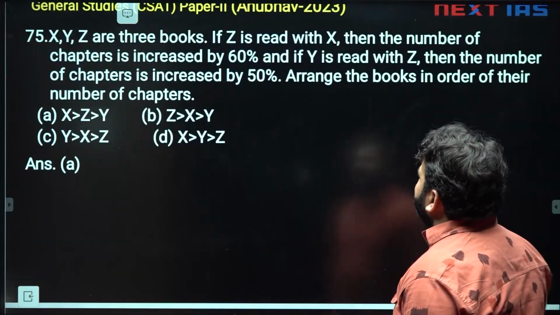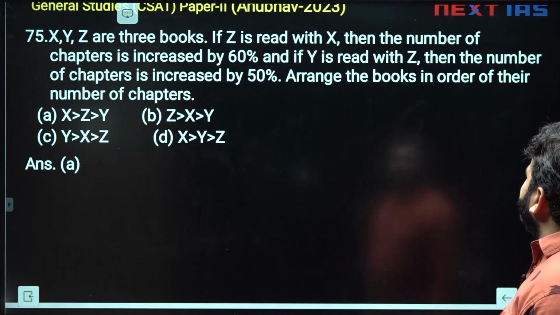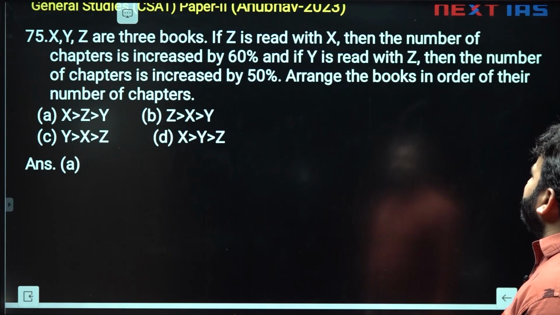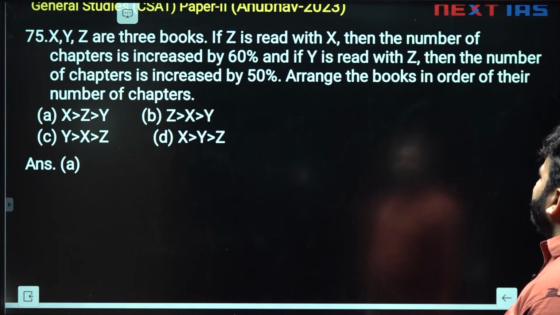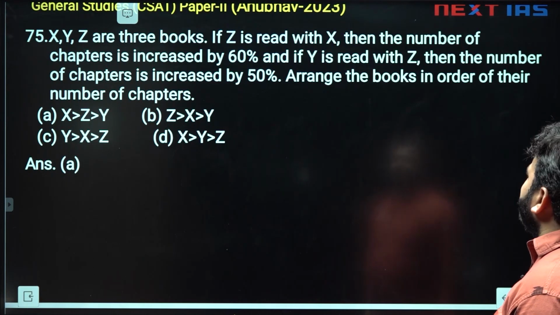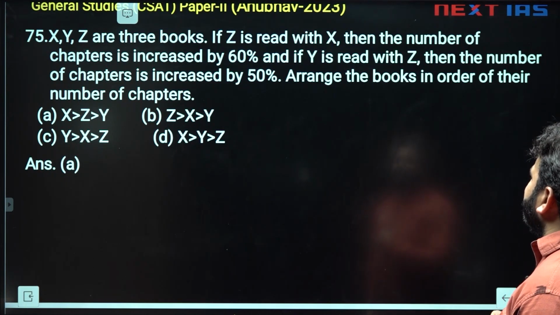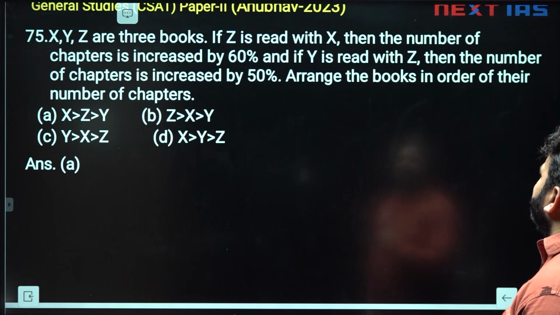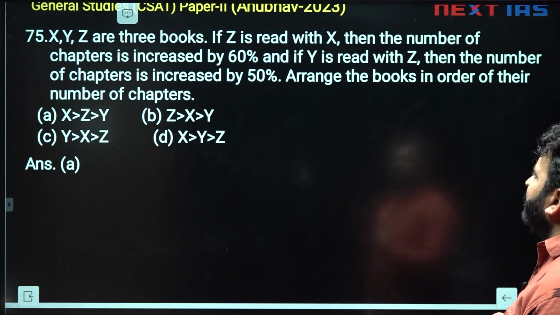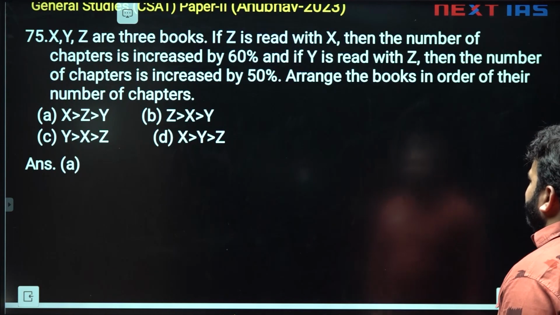Given x, y, z are 3 books, if z is read with x, then the number of chapters is increased by 60%. If y is read with z, the number of chapters is increased by 50%. Arrange the books in the order of their number of chapters.